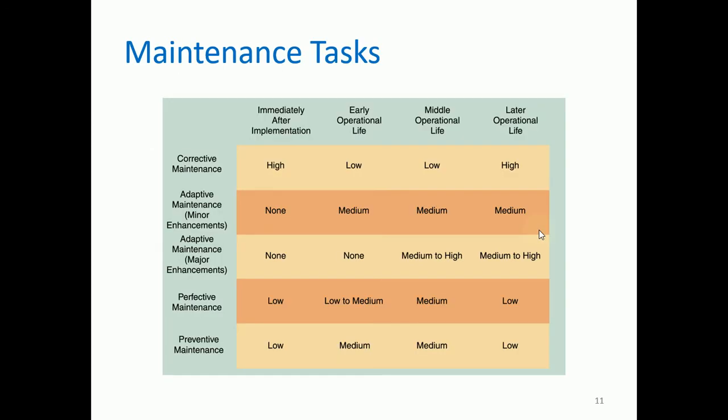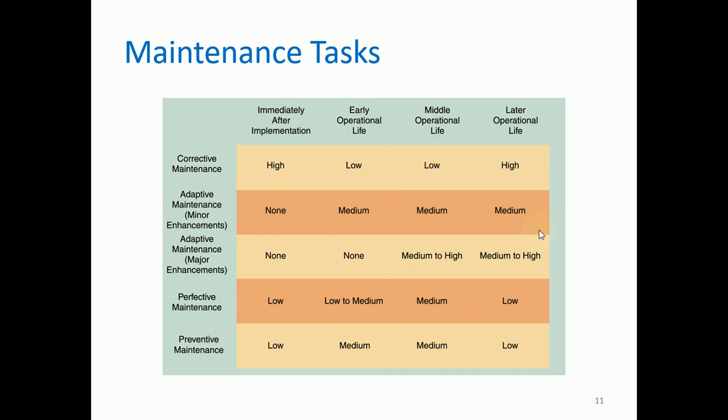Next, we have the maintenance tasks. Actually, we have five maintenance tasks: corrective maintenance, adaptive maintenance for minor enhancements, adaptive maintenance for major enhancements, perfective maintenance, and preventive maintenance. So how is it done? There are stages: immediately after implementation, early operational life, middle operational life, and later operational life. Immediately after implementation, both perfective maintenance and preventive maintenance are low.